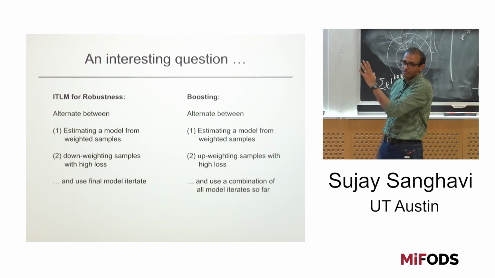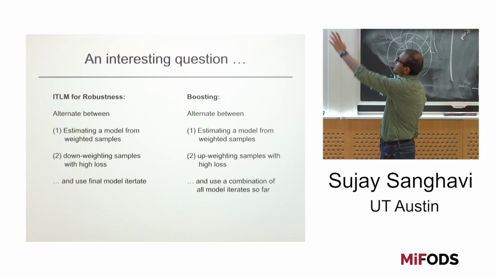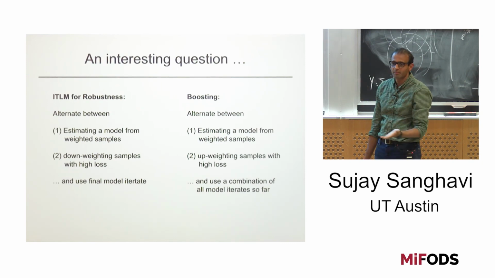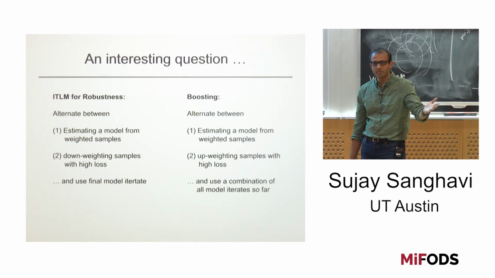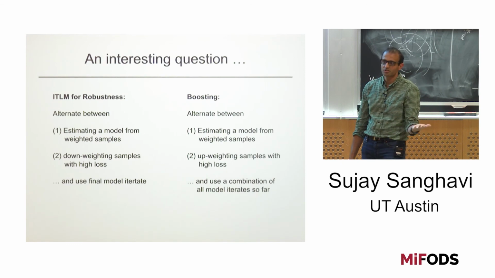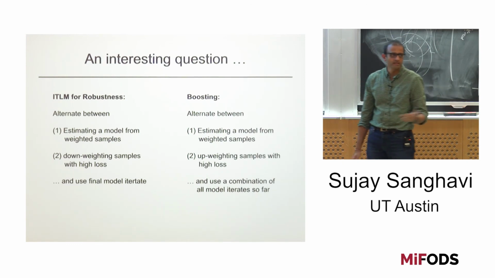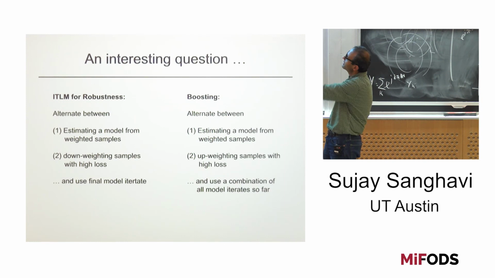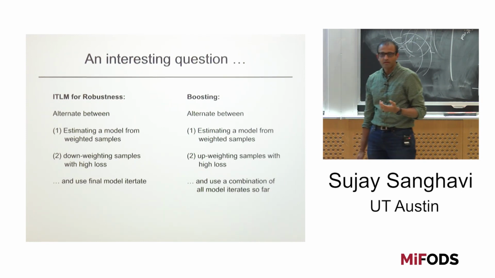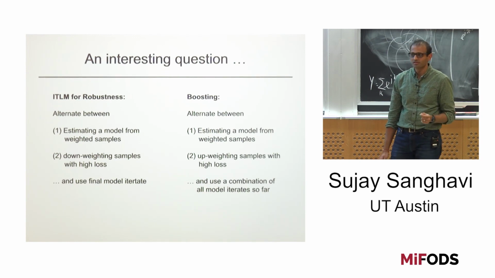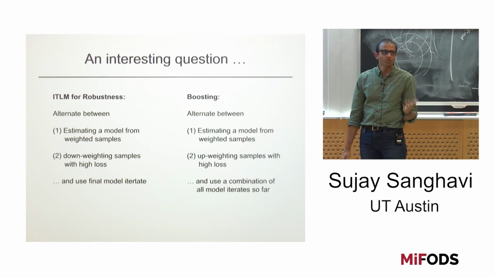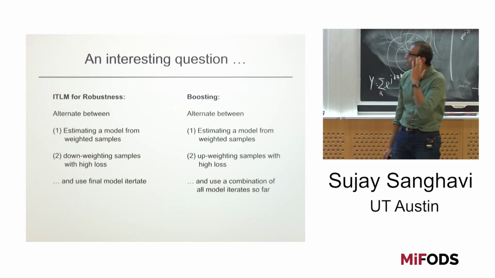So iterative trim loss for robustness, what is it doing? It's alternating between estimating a model from weighted samples. In my talk, my weights were 0 or 1, right? Like I either fully rejected samples or fully accepted them. But you could imagine doing a soft thing where they are down weighted but not rejected. Okay, fine. So modulo that, I'm estimating a model from weighted samples, and then I am increasing the importance of samples which have low loss. And I keep doing this for a bit, and I finally use the final model iterate. And this thing is robust, okay, to some extent, right?